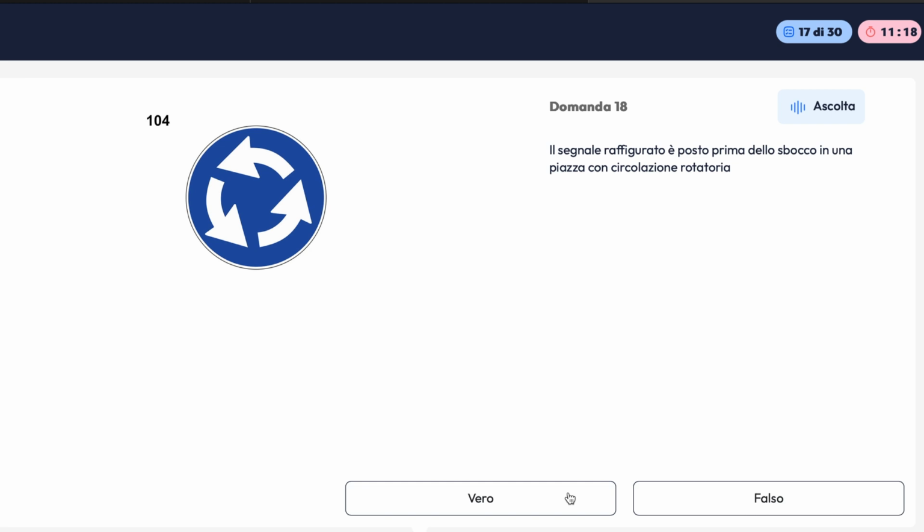18. Il segnale raffigurato è posto prima dello sbocco in una piazza con circolazione rotatoria. So the question is letting you know that this sign is placed on a roundabout. It's referring to a roundabout. And if you are used to this sign, you know before you get to this sign, there will be a sign telling you in time that you are close to a roundabout.